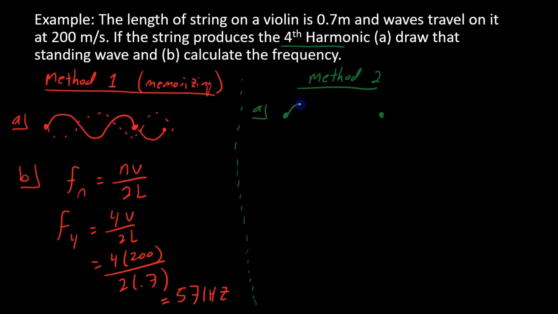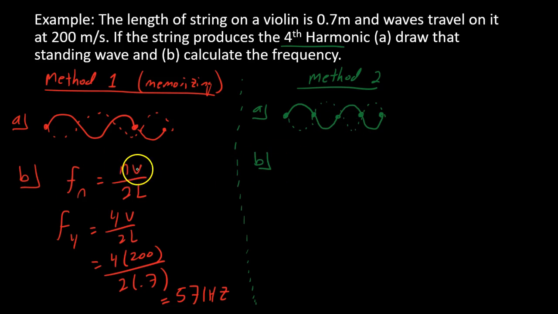Remember, here's the first possible, because I start and end at a node. Here's the second possible, start and end at a node. Here's the 3rd possible, start and end at a node. Here's the 4th possible. And look at that, I've just drawn, because it's the 4th possible, the 4th harmonic. I didn't have to memorize a picture, I just remember they always start and end at nodes. I hate memorizing this equation, and we're going to see later another equation that's very similar. If I can count wavelengths, I don't need this equation.